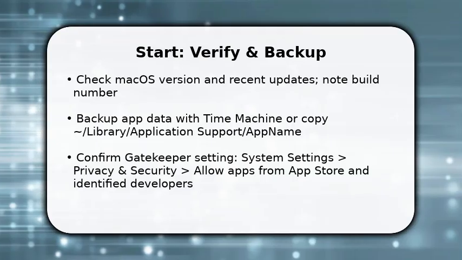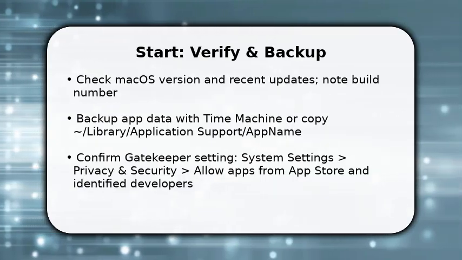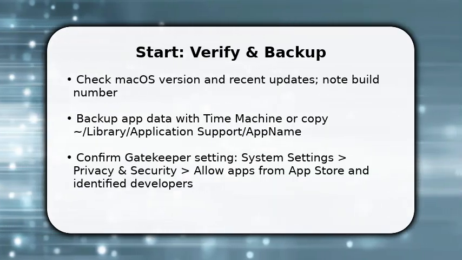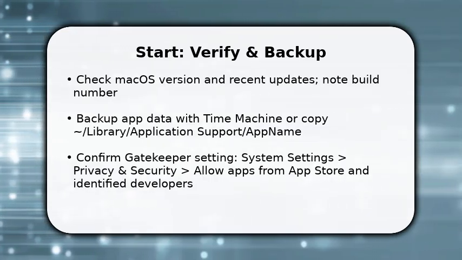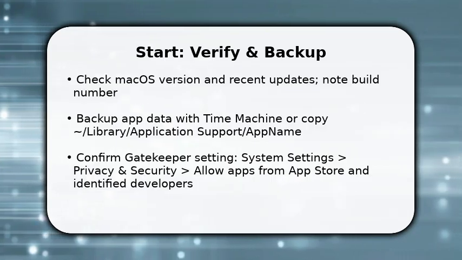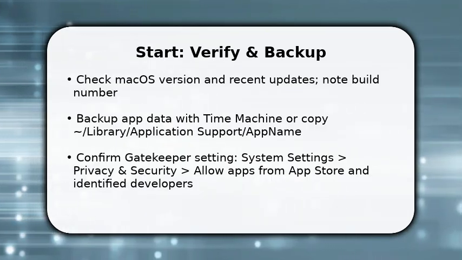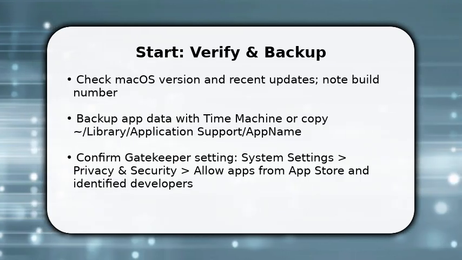You'll start by confirming prerequisites and making a quick backup so you can safely roll back. Check your macOS version and any pending updates. Mismatched system files can break signatures. Once done, copy the app data folder or run a Time Machine snapshot to preserve settings.